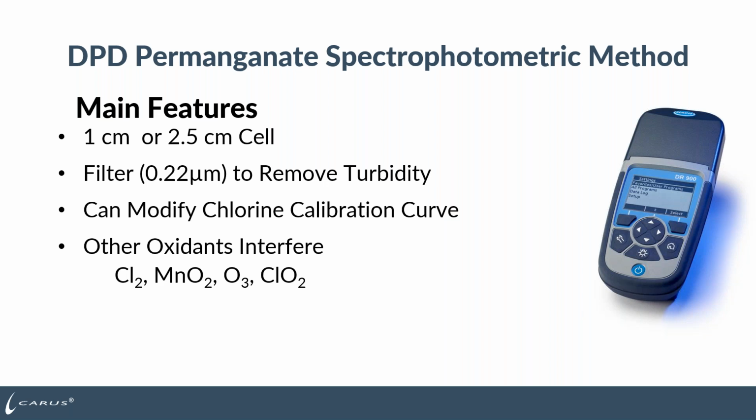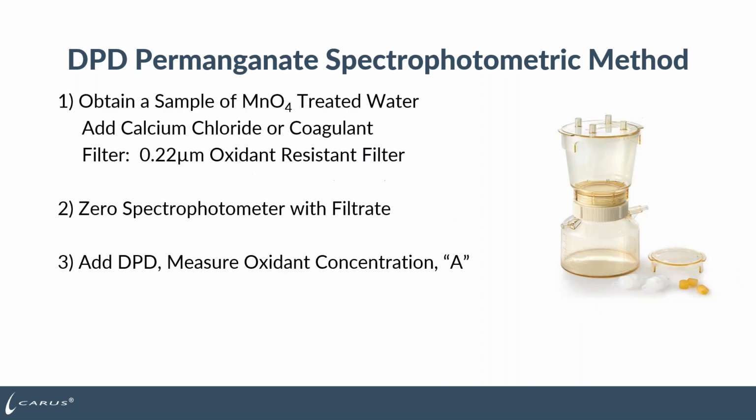One thing to keep in mind is if you've got chlorine in the water or ozone or chlorine dioxide, those all show up on the powder pillow test. So you really want to use this test when you just have permanganate and nothing else in the water, because then you'll just measure the permanganate concentration.